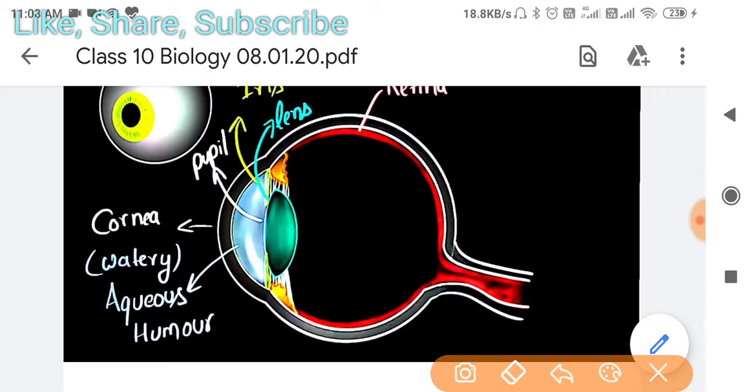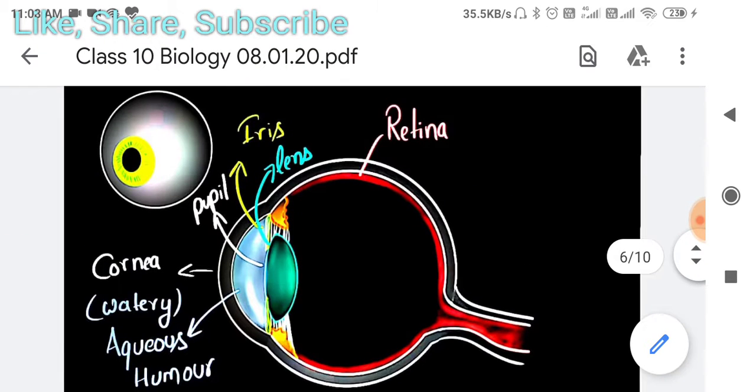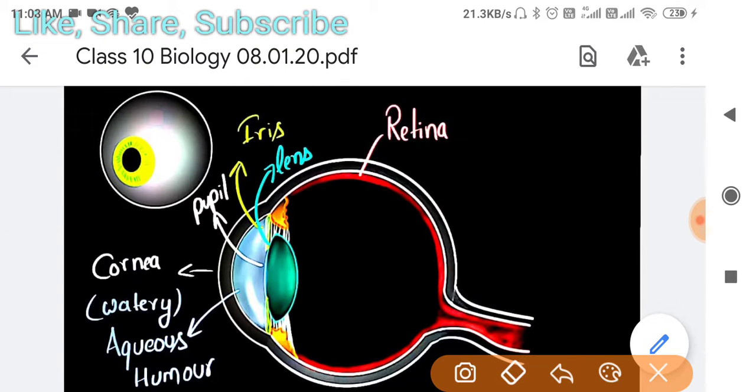Just outside this pupil you can see watery aqueous humor filled here, up to the cornea. If I have to say in one word, the outermost part of the eye is the cornea. This is our eye from the side, and this is the cornea. Between the cornea and the pupil, watery aqueous humor is found, and it does the lubrication of the eyes.